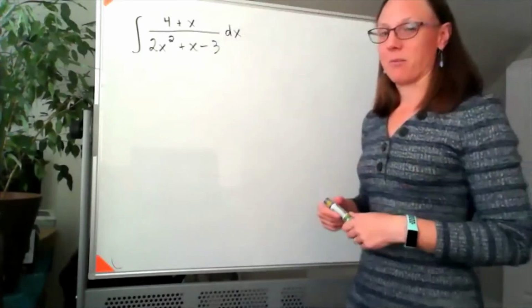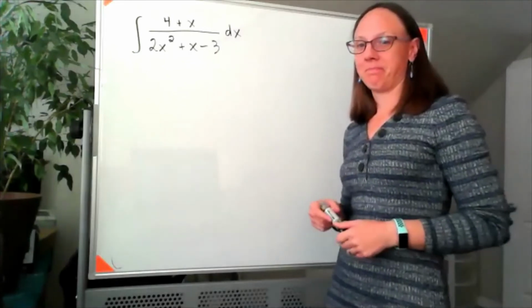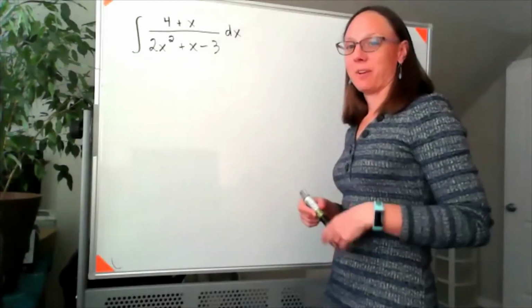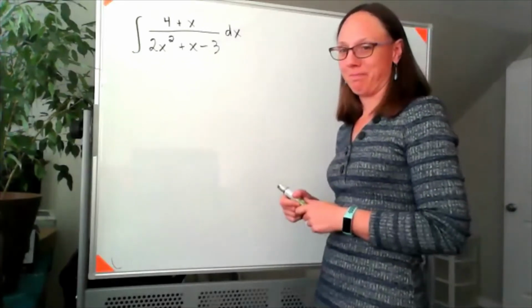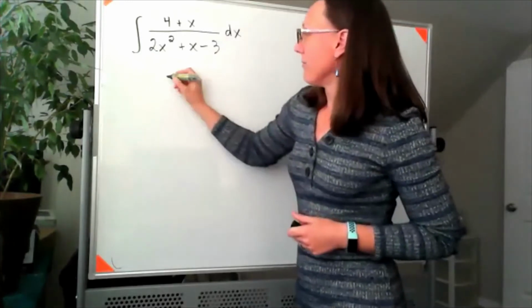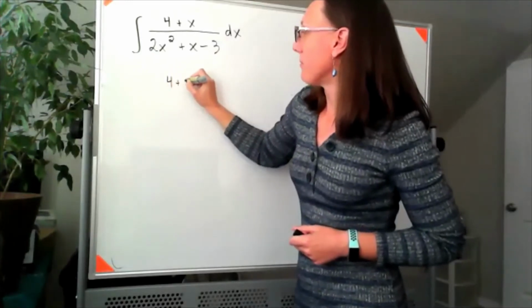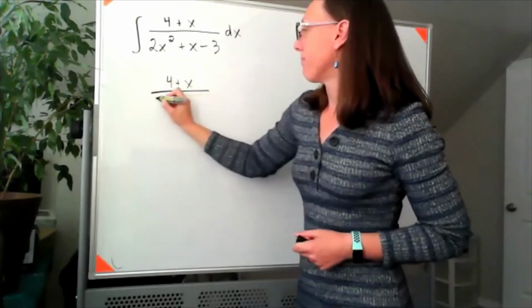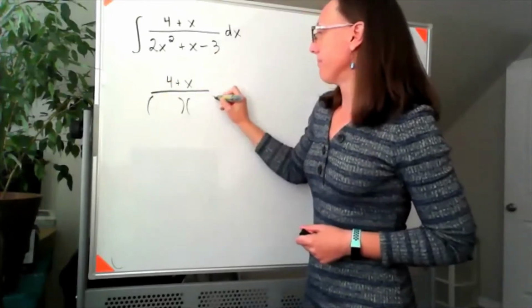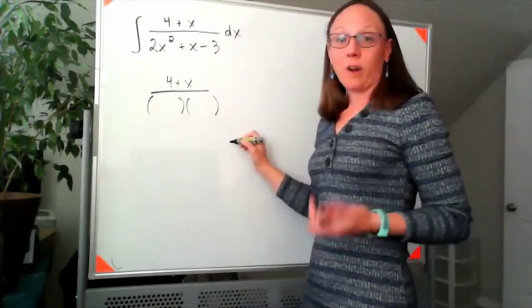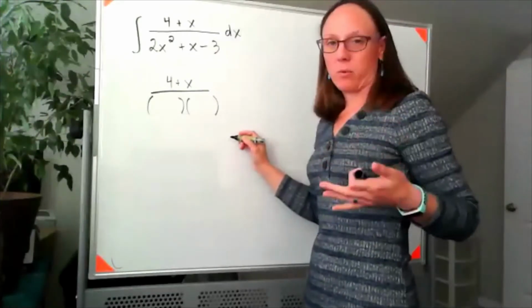Does anyone see how the bottom factors? You could type it in the chat if you see the factors. Great, I see how it factors because I wrote the problem.